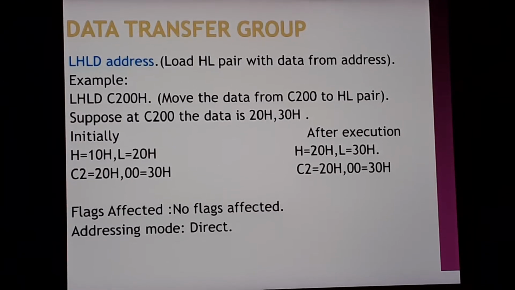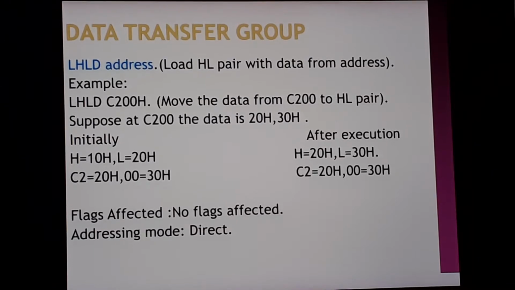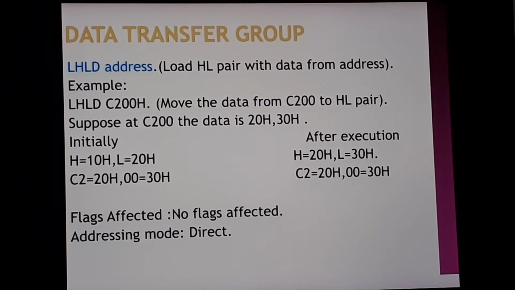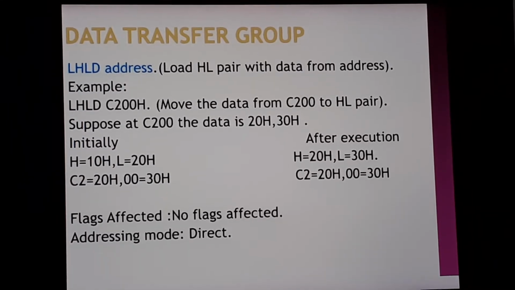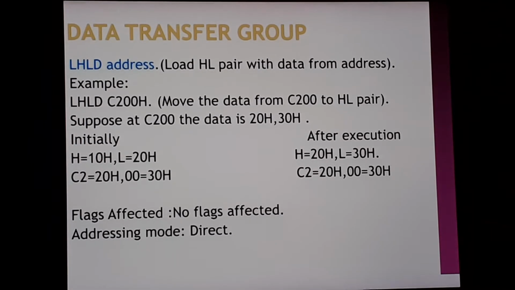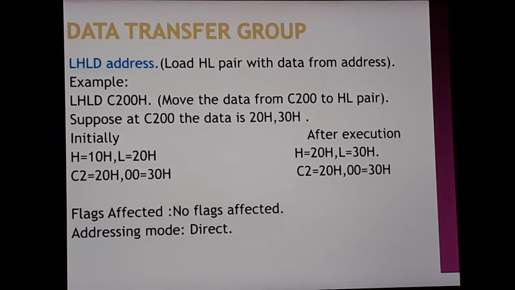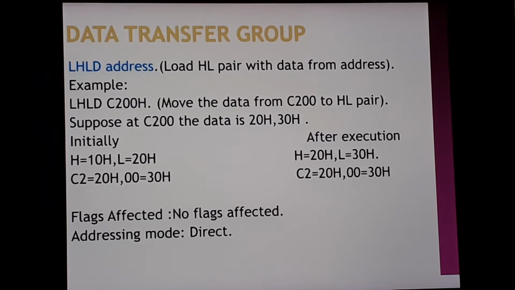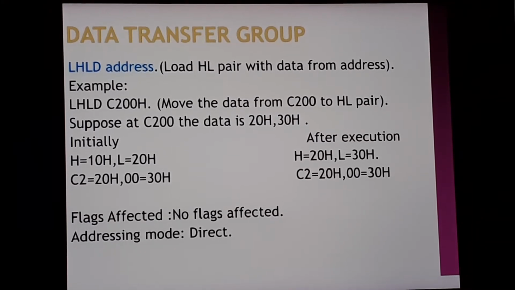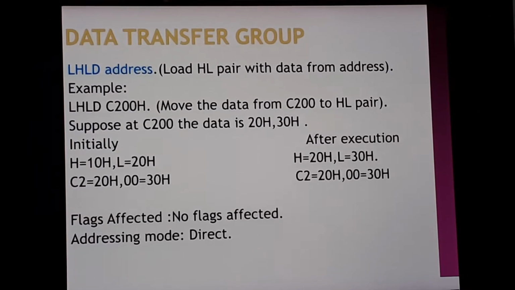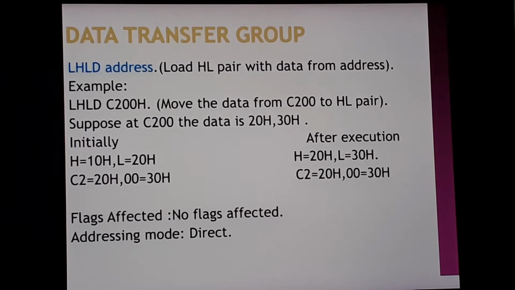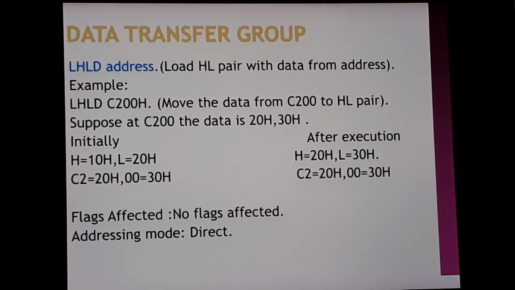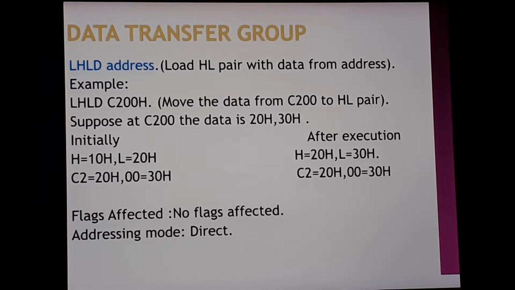Okay, so the instruction name is LHLD address. The full form is load HL pair with the data from the address. Okay, so now see the example. When you see the example, you will understand better. The example is LHLD, the address is the 16-bit C200H. H is the hexadecimal unit. So what happens here? The data from C200H will be moved to the HL register pair directly.